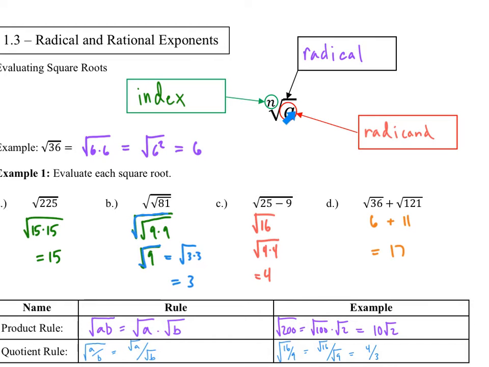And then the radicand is the number or expression inside of the radical. What are we taking the square root or root of? So in this case, the radicand would be 225 or 81.